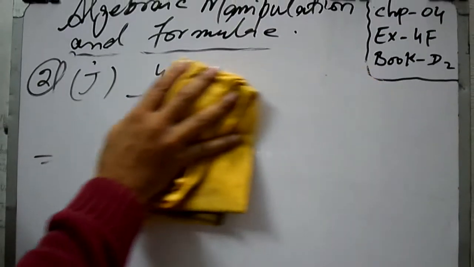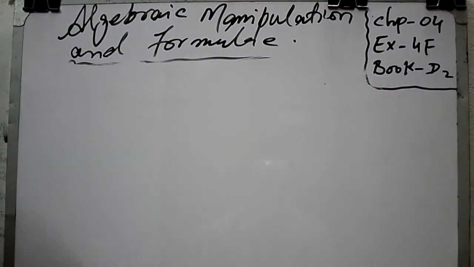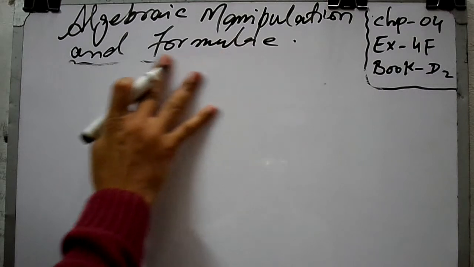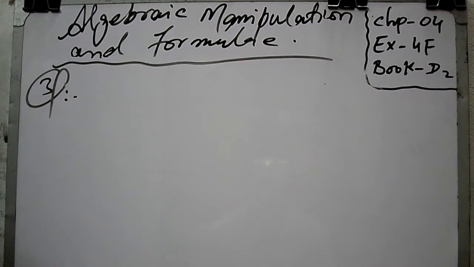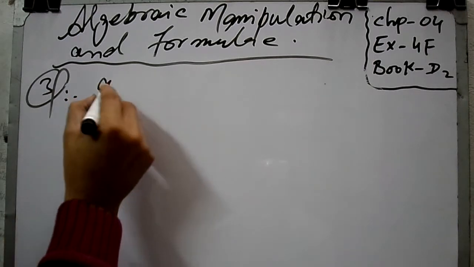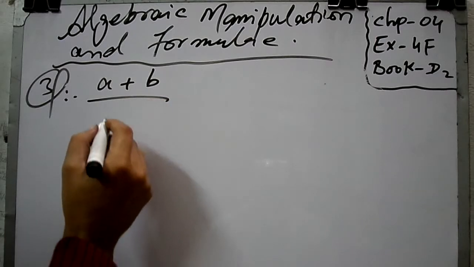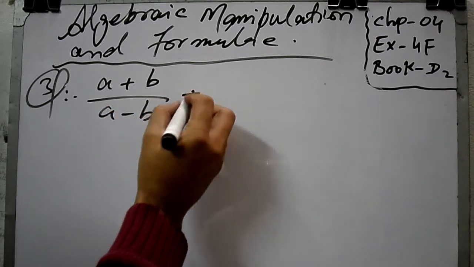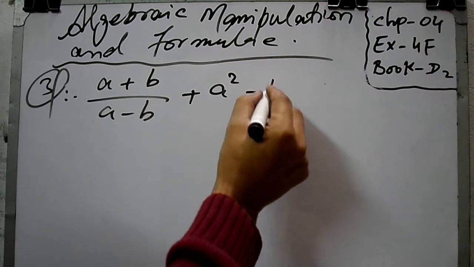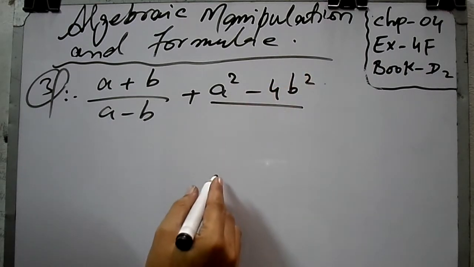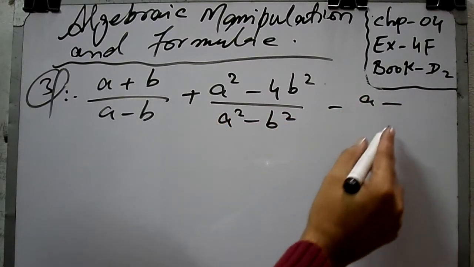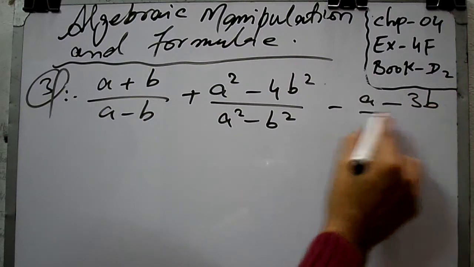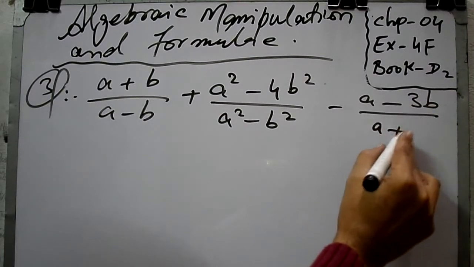Now coming to a new question, that is question number 3. Express each of the following expressions with a single denominator, that is a plus b divided by a minus b, plus a square minus 4b square divided by a square minus b square, minus a minus 3b divided by a plus b.